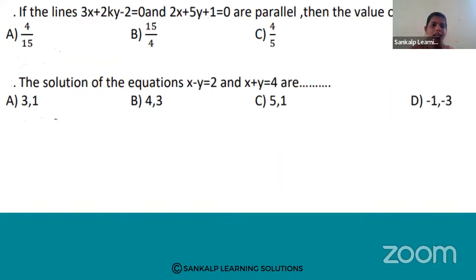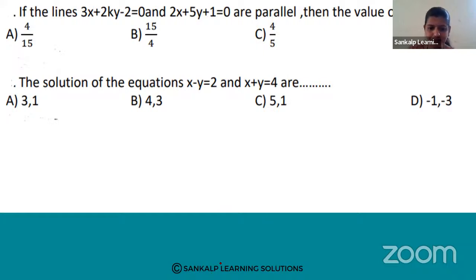Next, see if the lines 3x plus 2ky minus 2 equal to 0, and 2x plus 5y plus 1 equal to 0 are parallel. Okay, they told parallel. Then what is the value of k? So the value of k is 4 divided by 15, or 15 divided by 4, or 4 divided by 5, or 5 divided by 4. Yes, I will give you time.